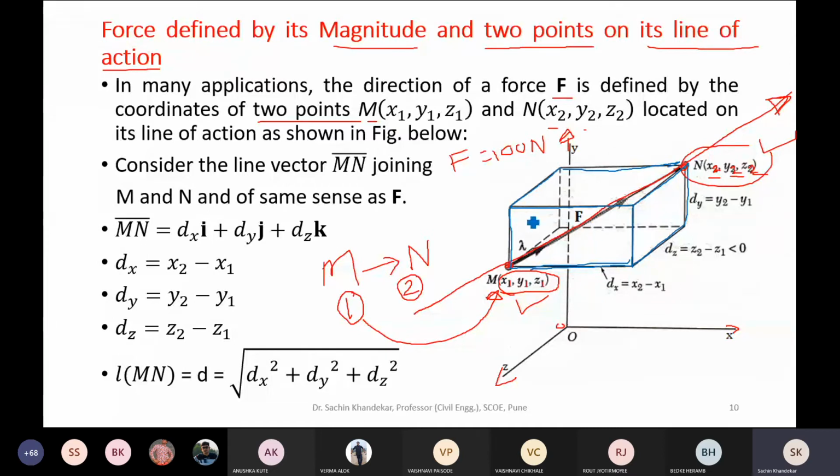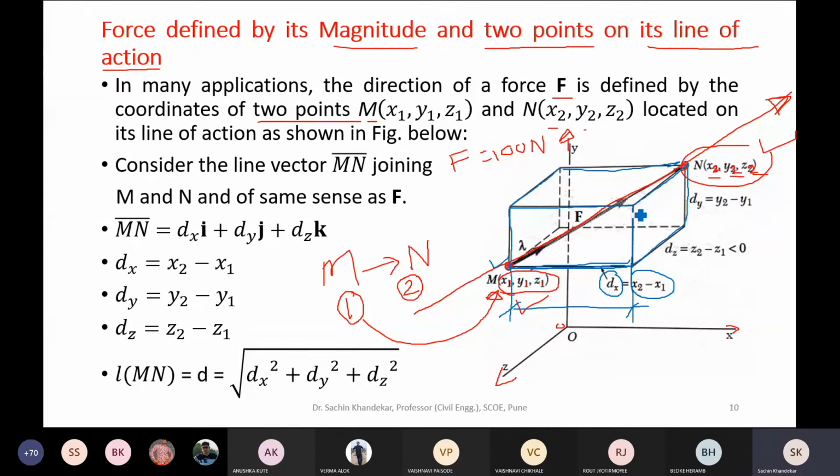Now, what should be the dimensions of this cube? What should be the dimension along the x-axis? This is the dimension of this cube along the x-axis, which I am representing by dx. And what should be this length dx? No doubt it must be x2 minus x1, where x2 is the x coordinate of the second point, that is N, minus x1, which is the x coordinate of the first point, that is M.